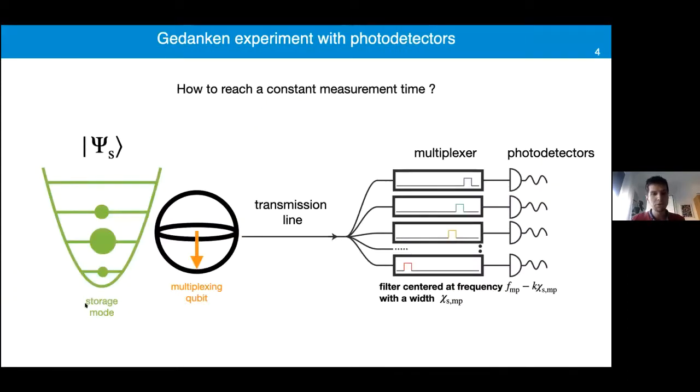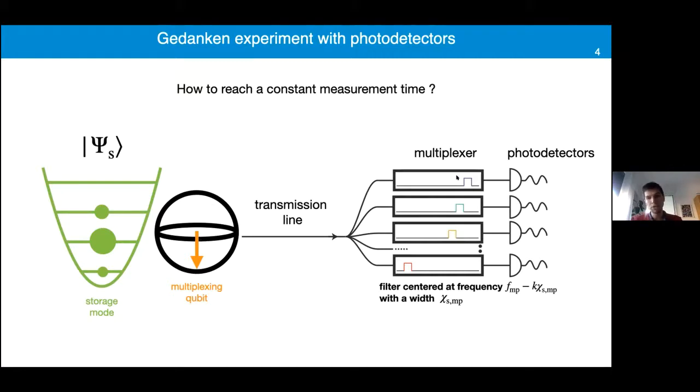Let's consider the storage mode here in a superposition of 3 Fock states. It is coupled to a qubit, and I will call this qubit the multiplexing qubit. It is coupled in the number resolved regime, so the number of photons is encoded in the frequency of the multiplexing qubit. What we want, in fact, is to directly measure the frequency of the qubit. For that, we are going to couple the qubit to a transmission line to probe the fluorescence field of the qubit.